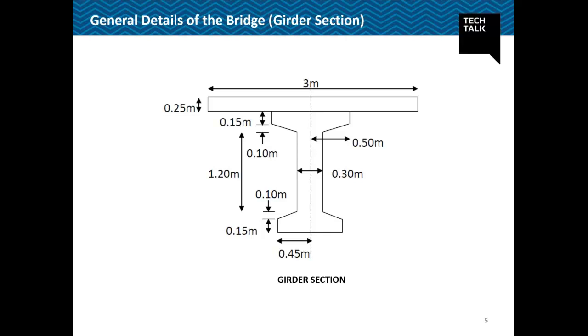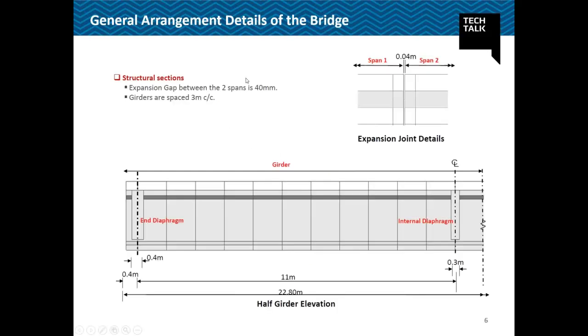So the general details of my girder bridge I am going to share now. The depth of my deck slab will be 0.25 meters, and the deck and the other dimensions are mentioned as in the figure. The configuration for my bridge is that the expansion joint between two spans will be 40 mm, and as I mentioned earlier, the girders are spaced at 3 meters center to center, and the total span is 23 meters. So this is how the span of my bridge will look.